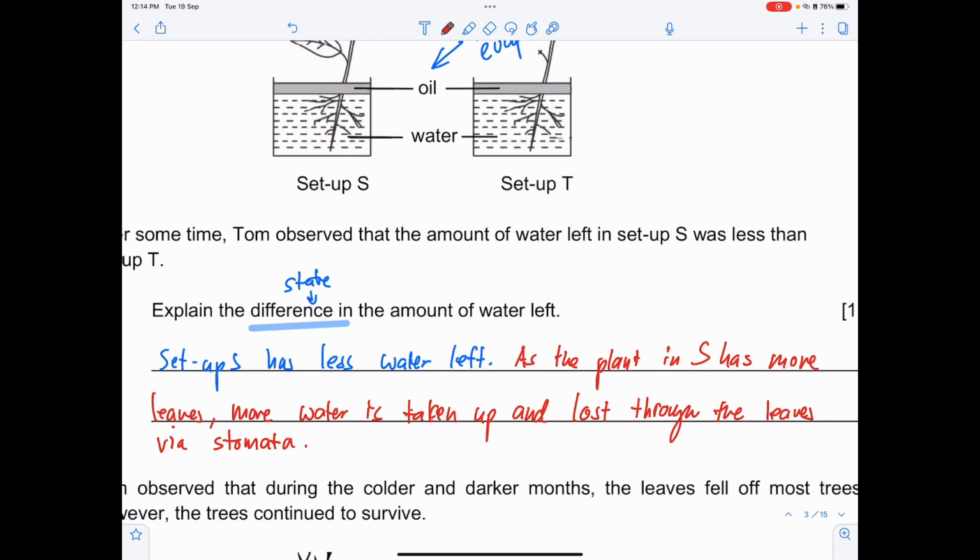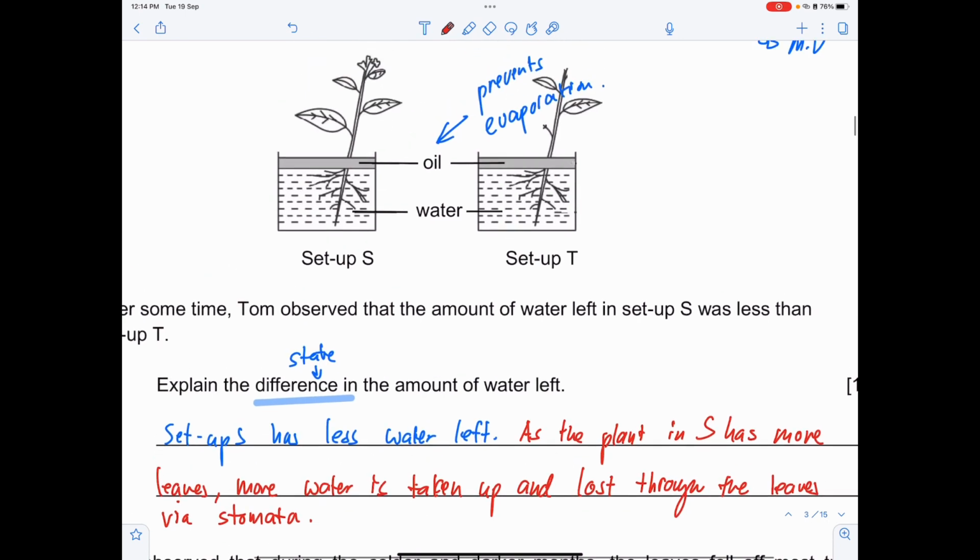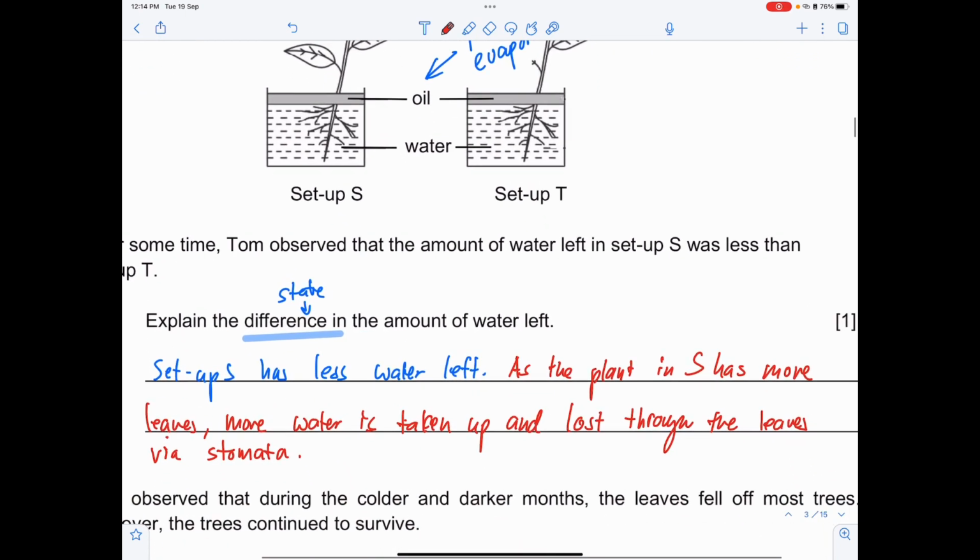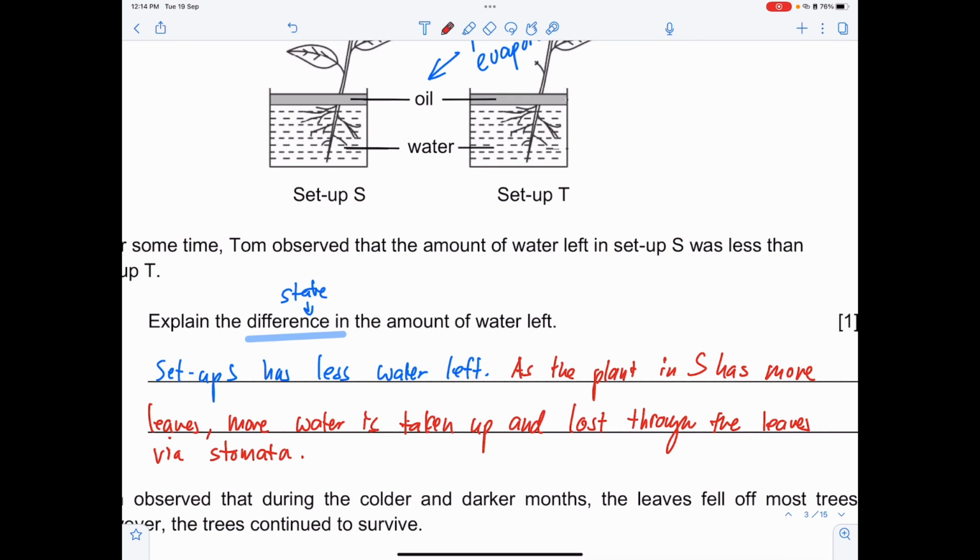There is an alternative answer which is secondary to it. You can actually say that more water is taken up for photosynthesis because photosynthesis requires water. That is also accepted. However, if you ask me, water loss is actually a more prevailing answer in this case. It's a better answer because remember, the function of stomata is to have water loss.